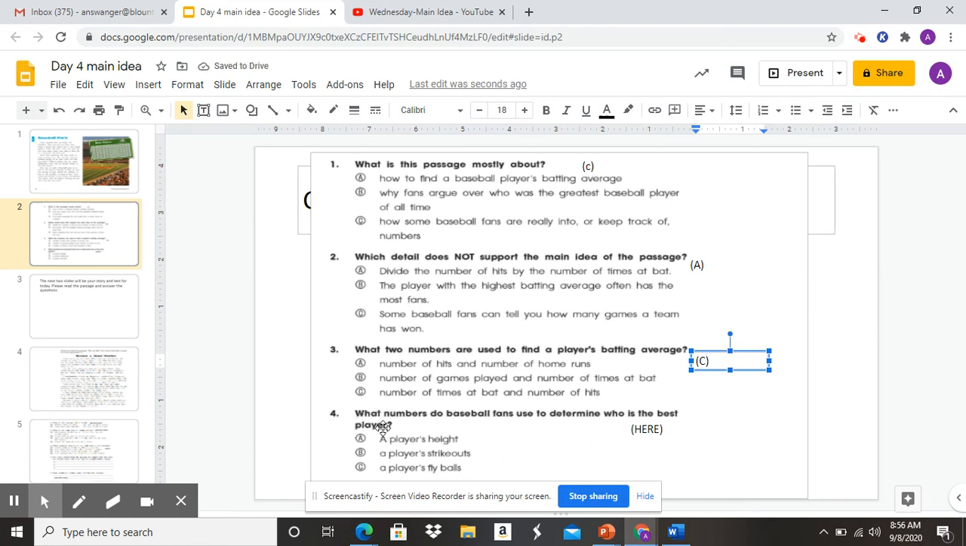Now let's look at number 4. What numbers do baseball fans use to determine who is the best player? Do they use the player's height? No. Do they use the player's strikeouts? Yes, they use how many times they strike out to see who is the best player. They don't talk about their fly balls or the player's height, so it is B.